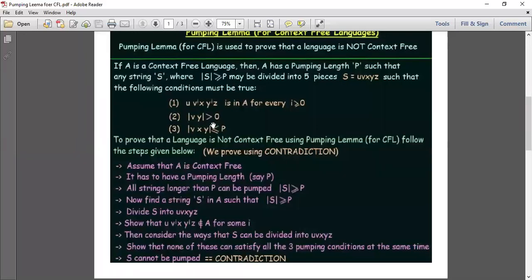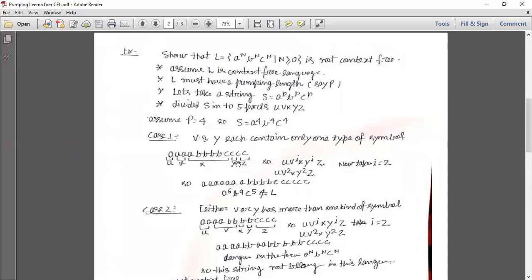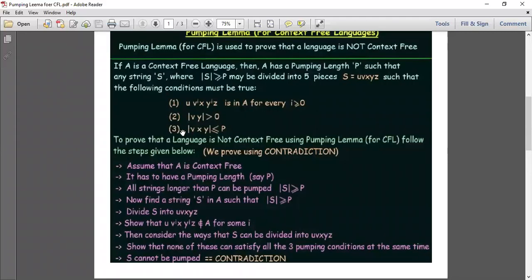V, y is greater than z, length of v and y. So v is 2 and y is 1, right? I have already told you the second condition is most of the time true. So this condition is true. So don't worry about that. Already we proved that the first condition is false. So this is not a context-free language. But we check other conditions. So condition 2 is true.